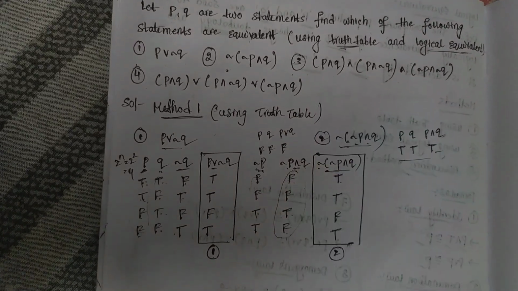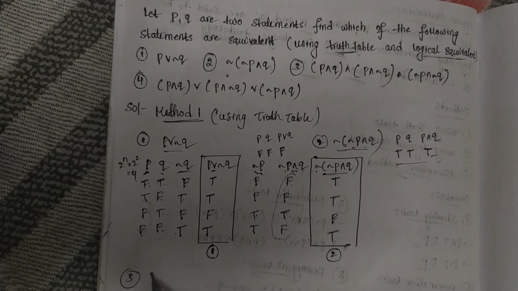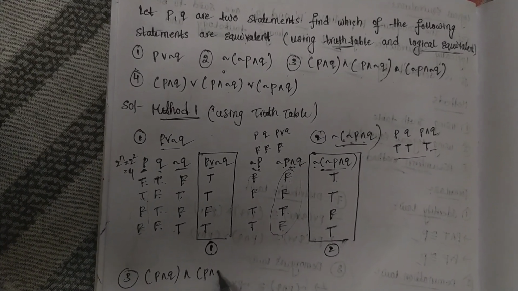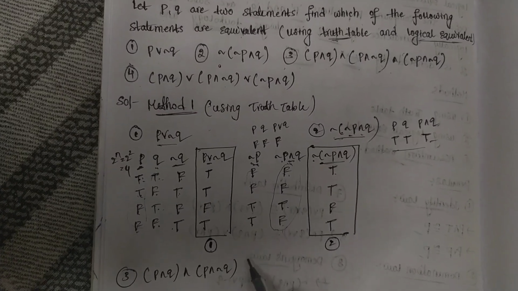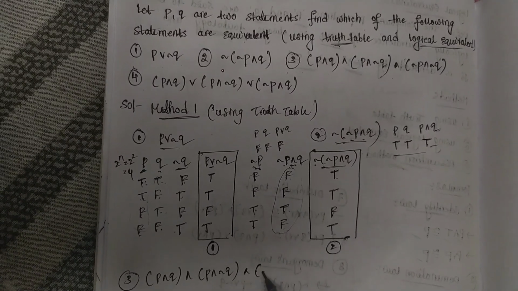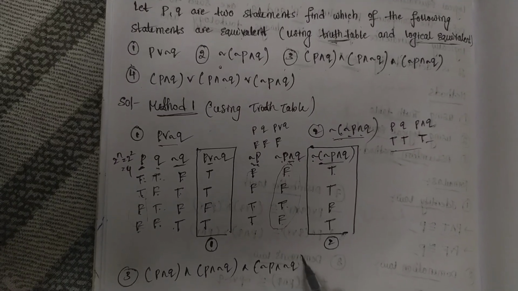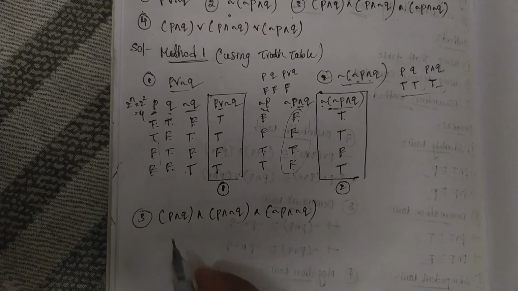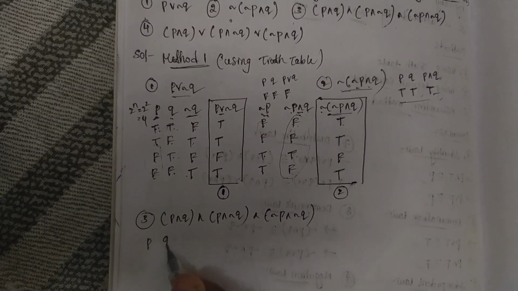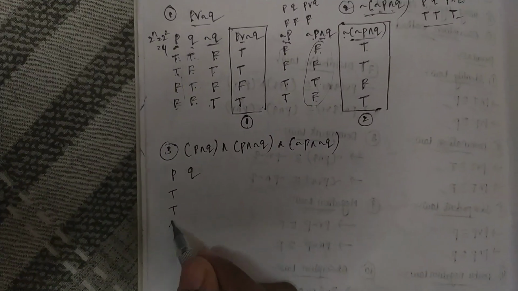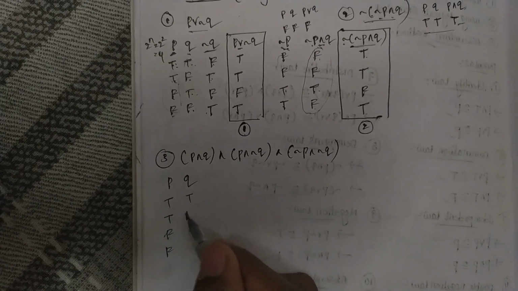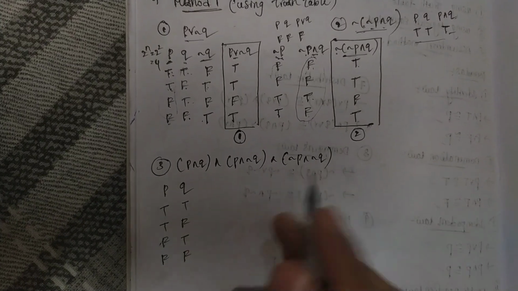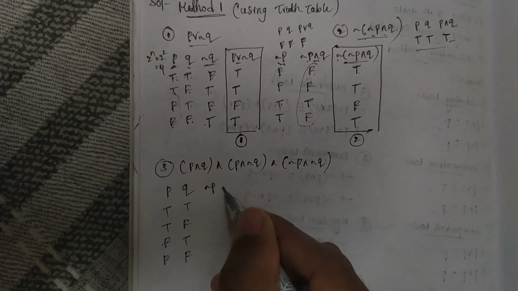Now take the third one, that is P and Q, and P and negation Q, and negation P and negation Q. Okay, now do this separately. Take P, Q values: true, false, true, false. First of all we have to find the negation P values and negation Q values.